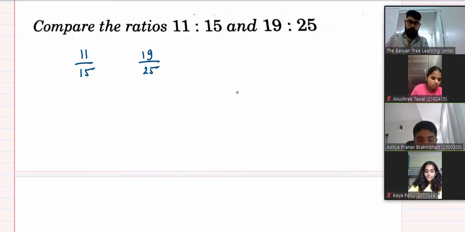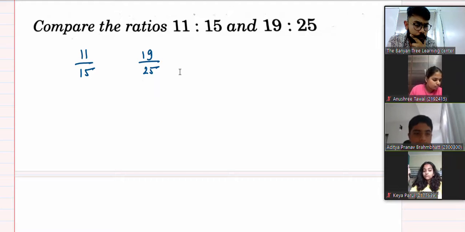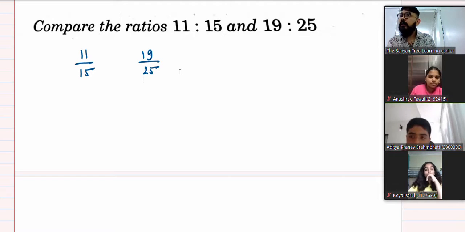So like there's also one more method, right? Like we can multiply extreme and extreme and then mean and mean. Sir, I remember there's one more method, like 11 into 25, like 11 is to 25, the extreme. Yes, you are right.